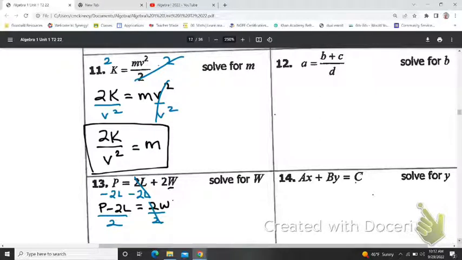And then it would be acceptable to leave my answer as P minus 2L over 2. It would be also acceptable to say P over 2 minus L is equal to W. Because if I split it into two fractions, then the 2 could cancel out, that's with the L. But the P doesn't have a 2, so it is stuck with a fraction underneath, making that it's part of a fraction.